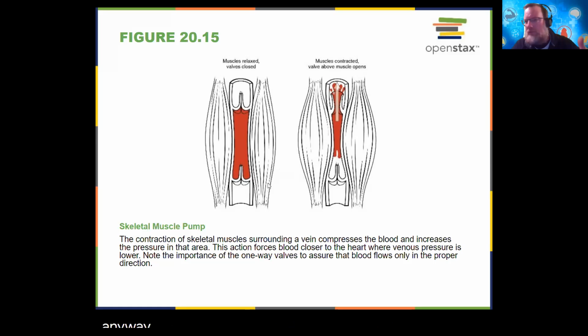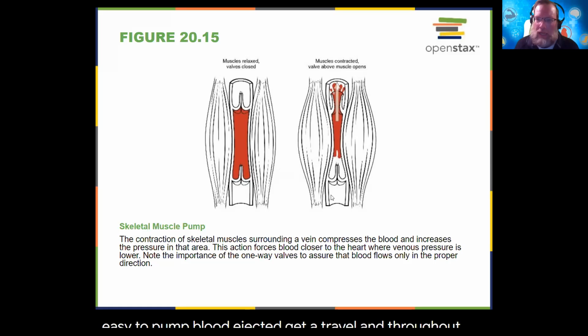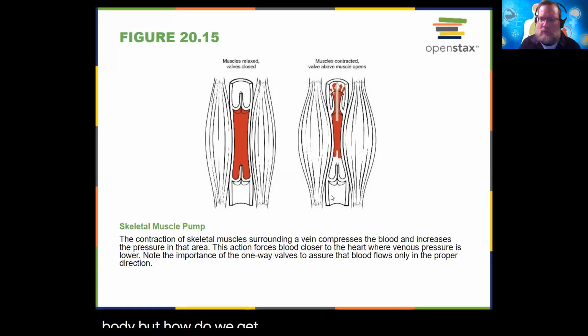So anyway, we look at veins. Oh, yeah, we're almost done. How do we get venous blood back up to the heart? It's easy to pump blood, eject it, get it traveling throughout the body, but how do we get blood moving back against gravity? Well, we have skeletal muscle pumps. So we strategically have vein placement, oftentimes in between muscles, like the soleus gastrocnemius connection, right? The back of your calf region.